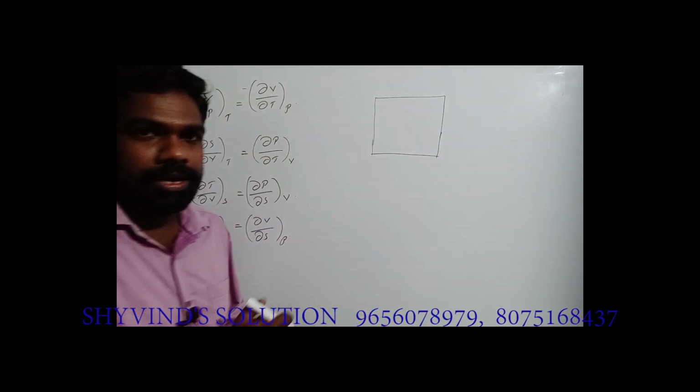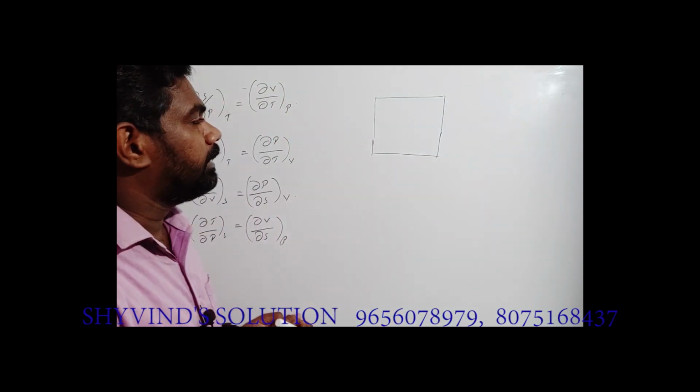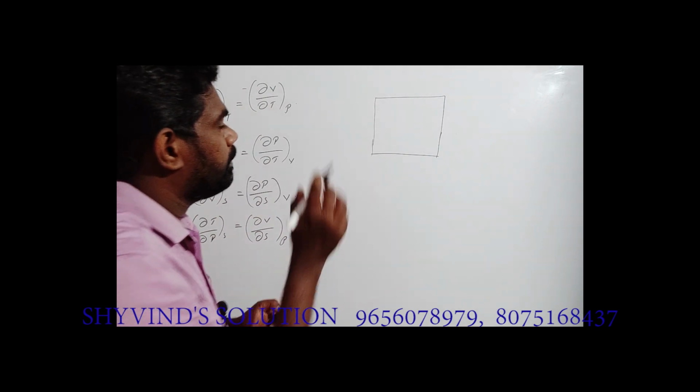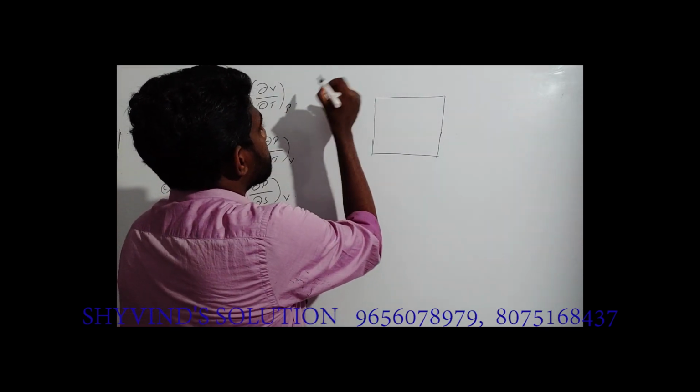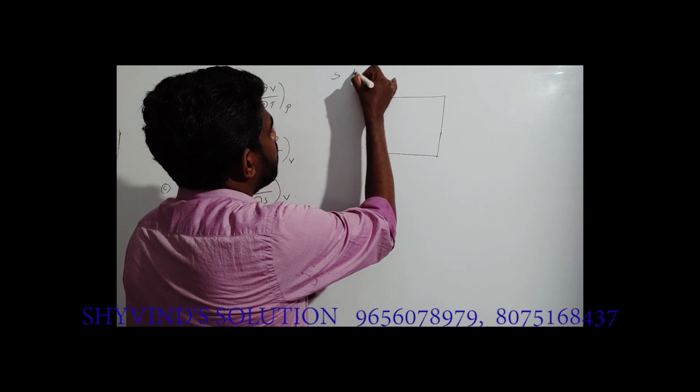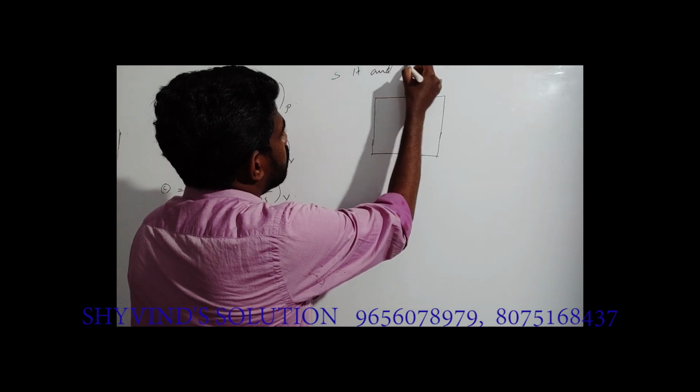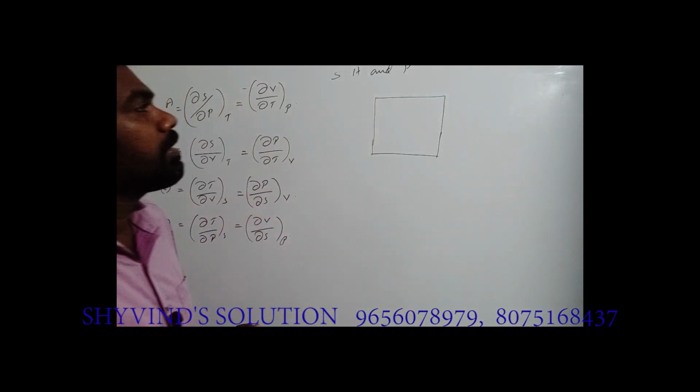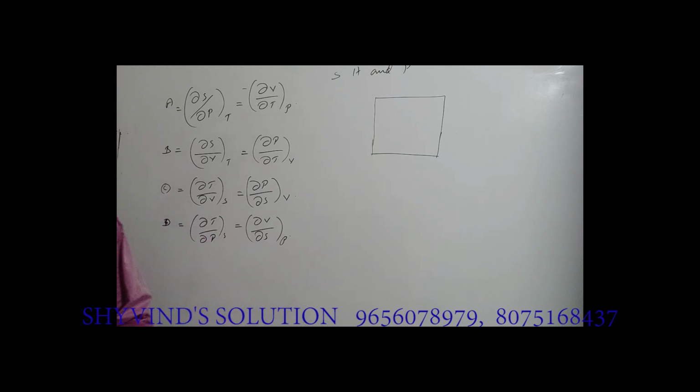Okay, write a square like this, and you should remember one thing: sulfur, hydrogen and phosphorus. Sulfur, hydrogen and phosphorus go to a village.